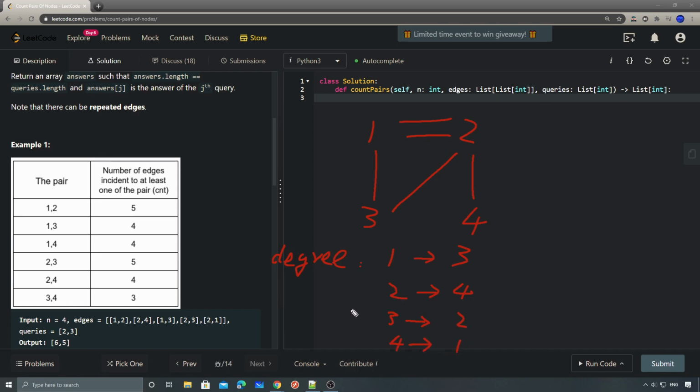Okay, and given any pair of nodes, the way we calculate count is that we use the degree of u plus the degree of v, minus the edge count.